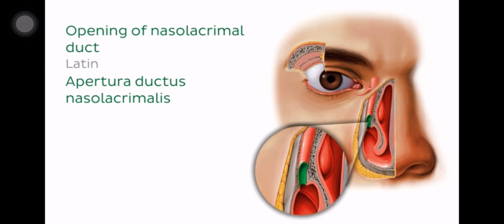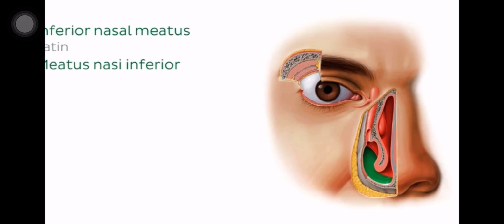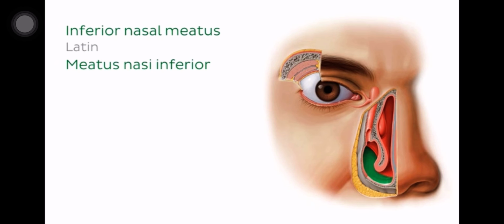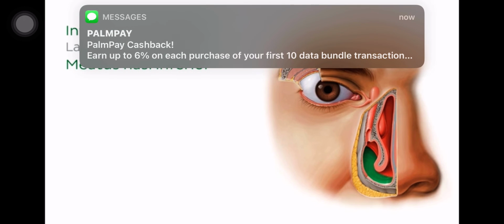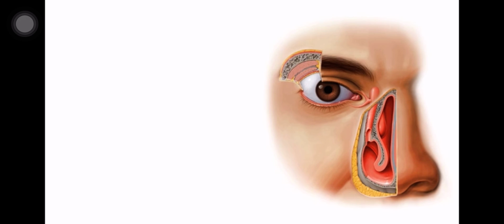The opening of the nasolacrimal duct is in a specific anatomical space that we identified earlier. And do you remember what it's called? Yep, the inferior nasal meatus. Now remember when we were talking about crying and how if you cry loads, your nose may start to run? Well, this is precisely why.